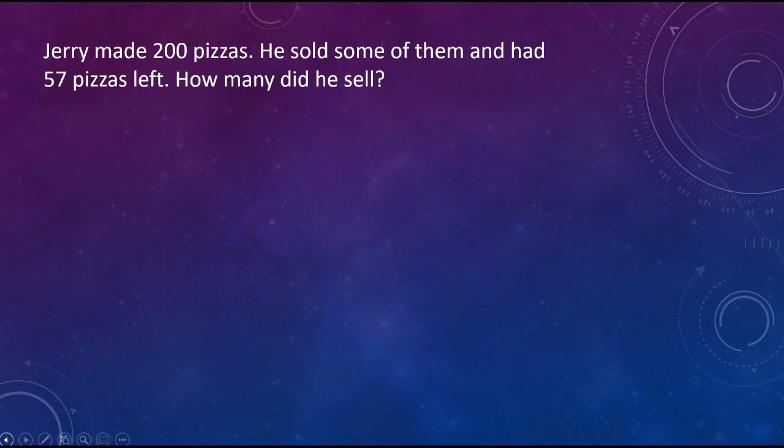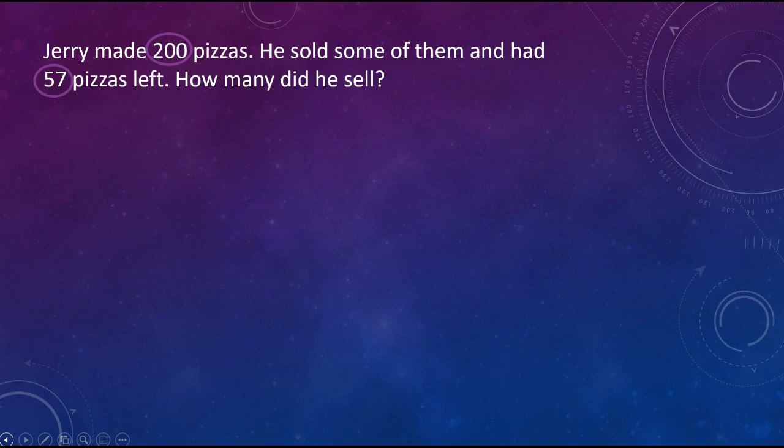Right, here's our application problem. When we're looking at our rules for word problems, the first thing to do, step number 1, is to read the problem. So let's go ahead and do that. It says, Jerry made 200 pizzas. He sold some of them and had 57 pizzas left. How many did he sell? Step 2, we need to circle the important numbers. So the numbers that I see are 200 and 57. So I circled those numbers.